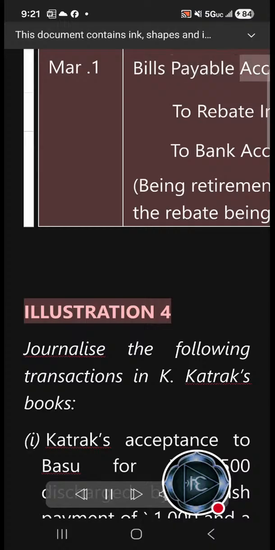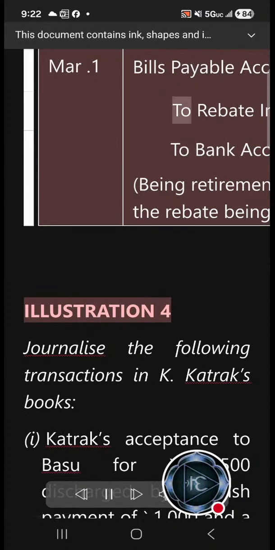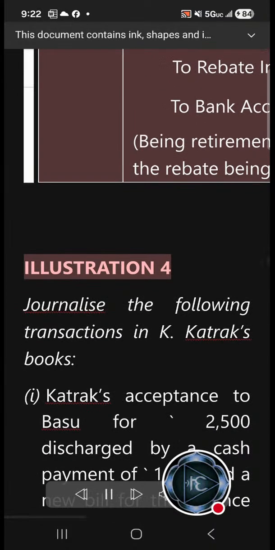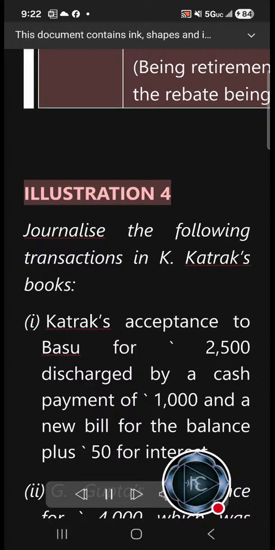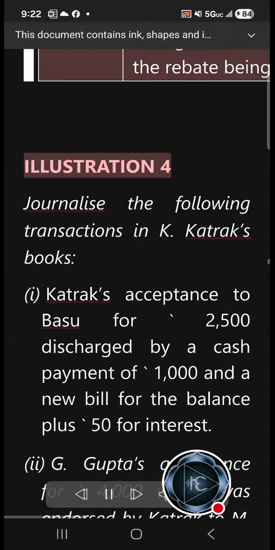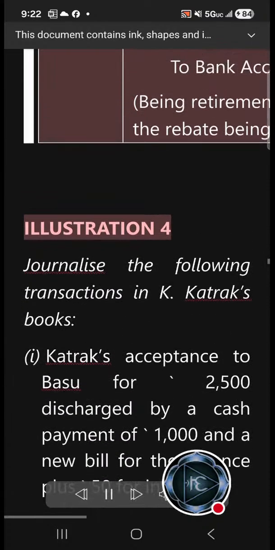Bills payable account: Dr. To rebate income account: 5000. To bank account: being retirement of bill 1 month before maturity, the rebate being received at 12% PA. 495000.